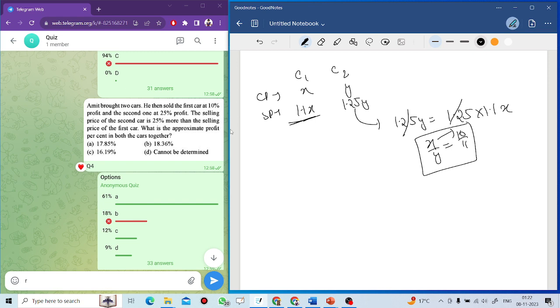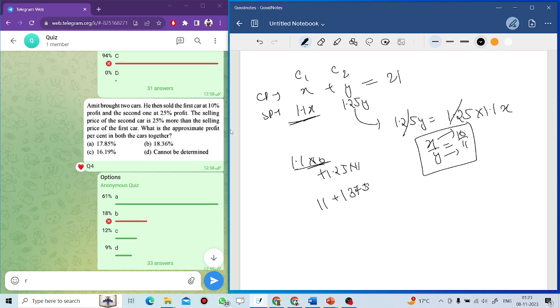Okay, so let x be 10 and y be 11. So cost price will be x plus y or 21. Now selling price will be how much? 1.1 into 10 plus 1.25 into 11. So this is 11, and 1.25 into 11, or we can write it as 5 by 4 into 11, so 13.75. Oh sorry, this won't be 110, this will be 11 only. And this will be 13.75.